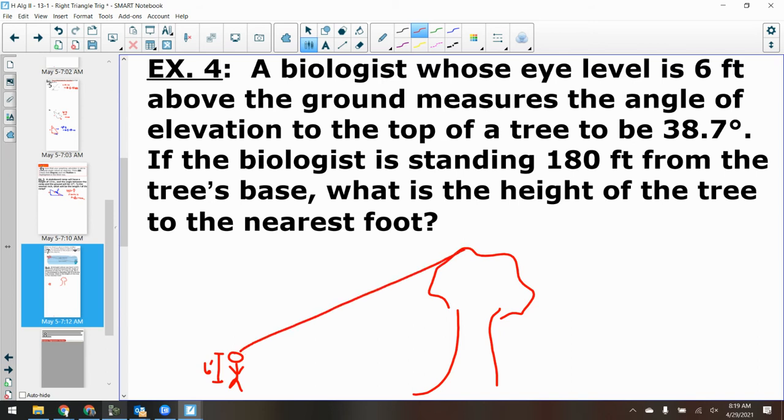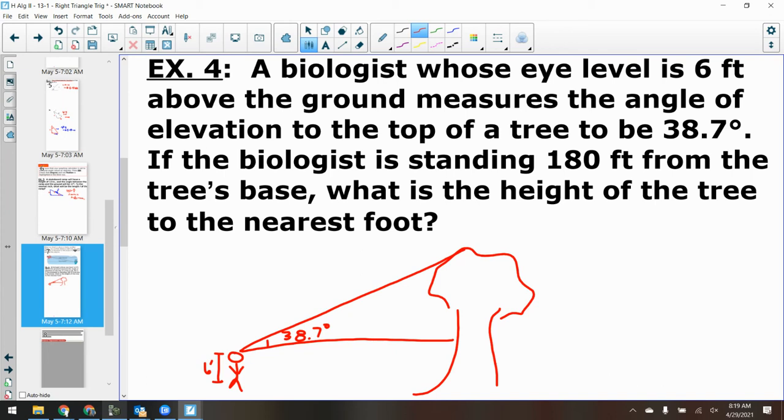He measures the angle of elevation to the top of a tree to be 38.7 degrees. How do you do that? You could use a clinometer. It's a thing that measures angles up to the top. When I used to teach geometry, we used to make them and go outside to measure things. I don't teach geometry anymore.